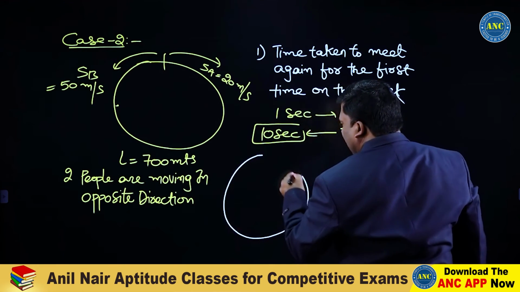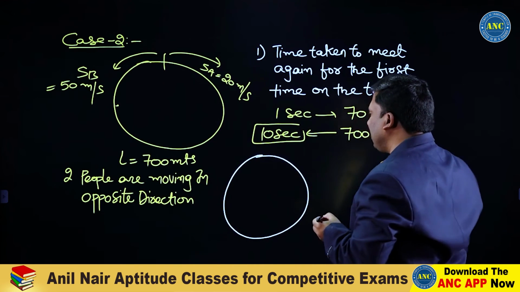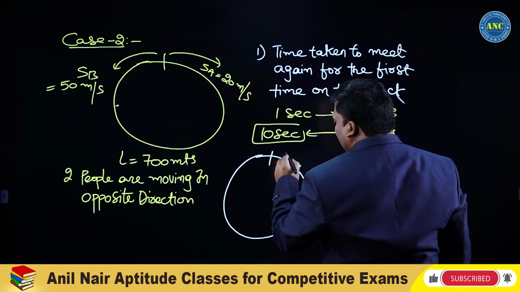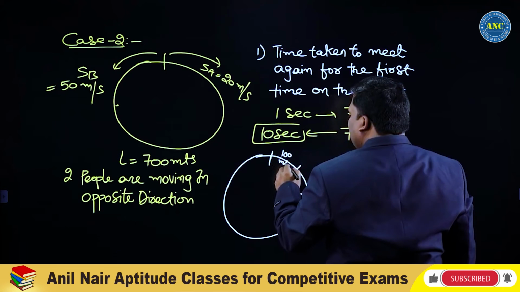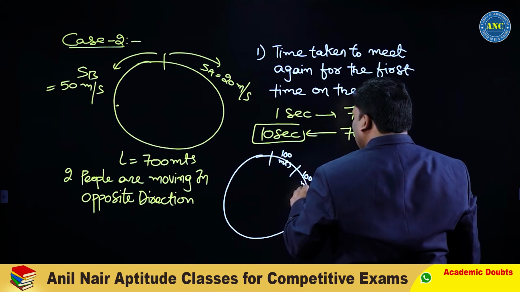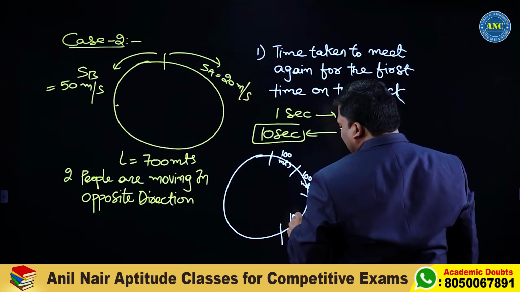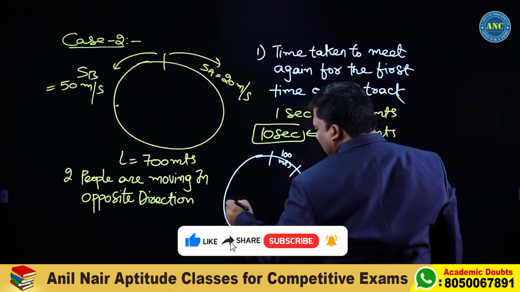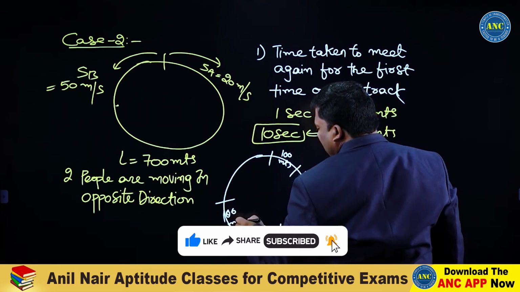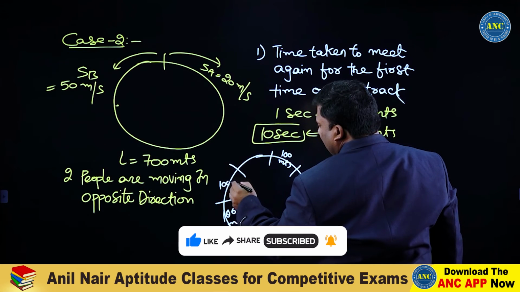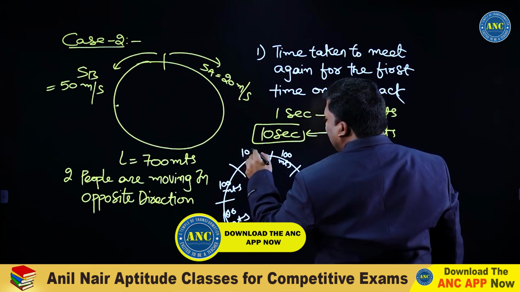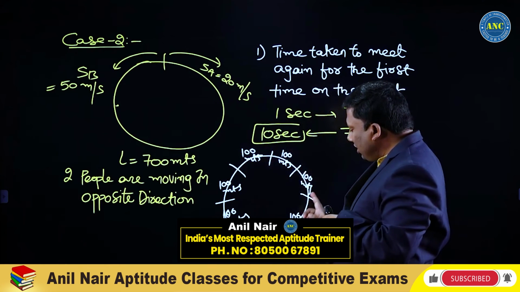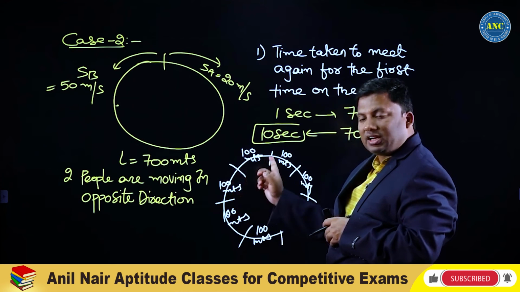This is the circular track. After 10 seconds, I will divide the track into 7 equal parts. This is 100 meters, this is also 100 meters, 200, 300, 400, 500, 600, 700. Each part is 100 meters.